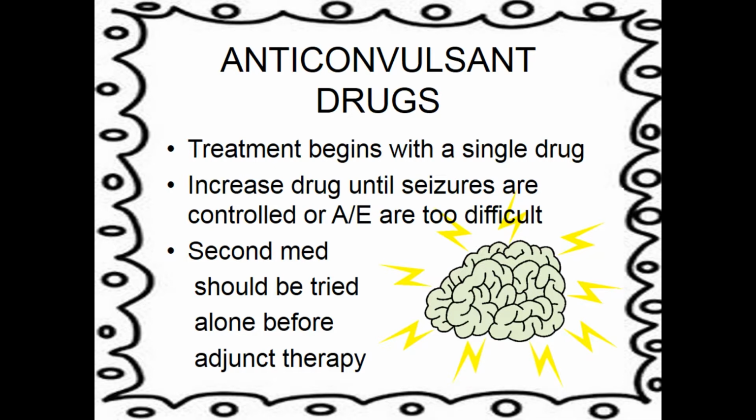Anticonvulsant drugs continued. Treatment begins with a single drug, one drug at a time. They increase this drug until the seizures are controlled or no adverse effects are causing them too much trouble. Then a second med should be tried alone before adjunct therapy. So that means we're going to try a second drug all by itself, taking away the first drug before they ever try 2 drugs together, because these drugs are really risky to be combined.